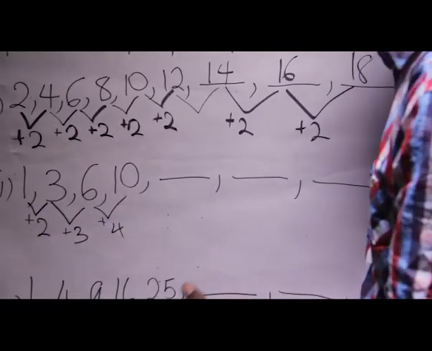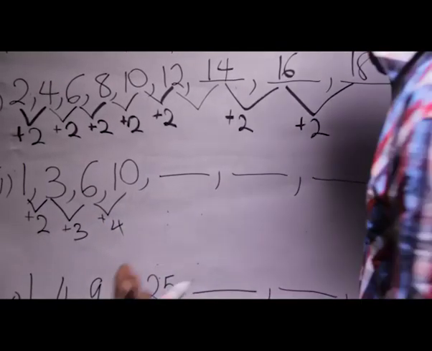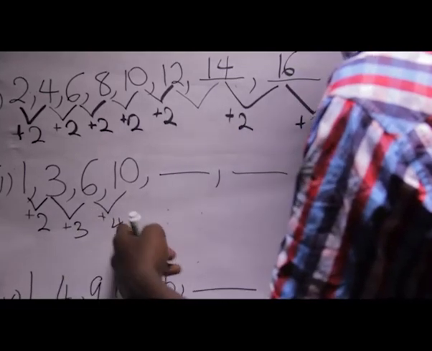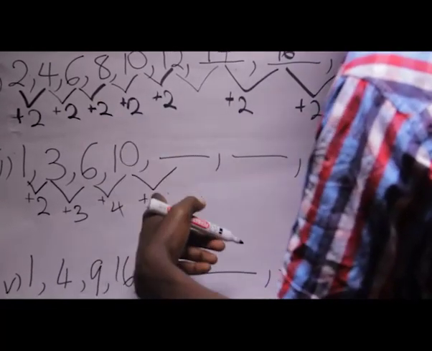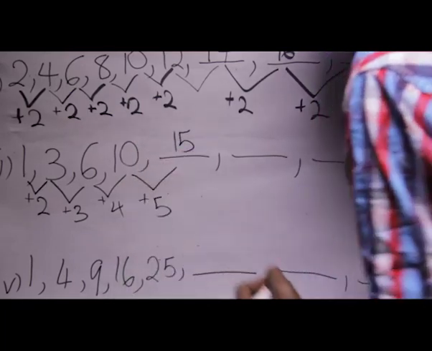Meaning the next number, I'm going to add a 5, because we have 2, 3, 4. So my next number, I'm going to add 5. So I'm going to have 10 plus 5, which is 15.